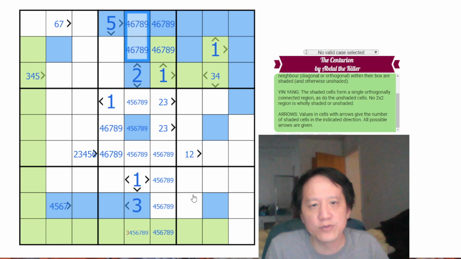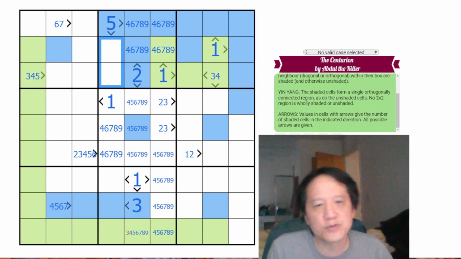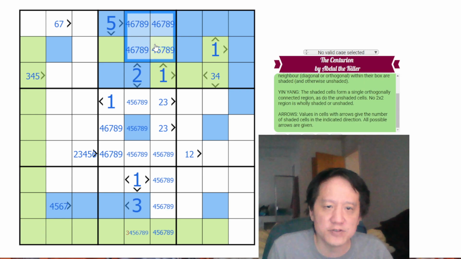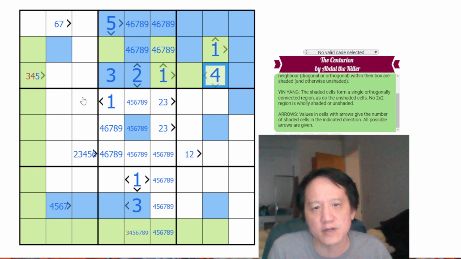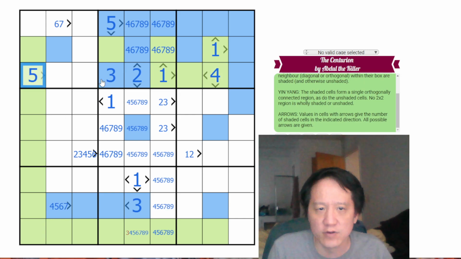This can't be 3. So we know 3 is one of... Okay, so this is unshaded because all 3 of these are shaded. Therefore, this has to be shaded. On top of that, none of these could be 3. None of those can be 3. This has to be 3. That's 4. This is 5.